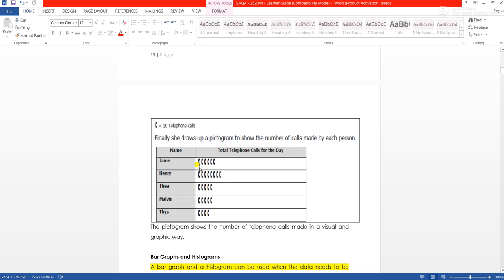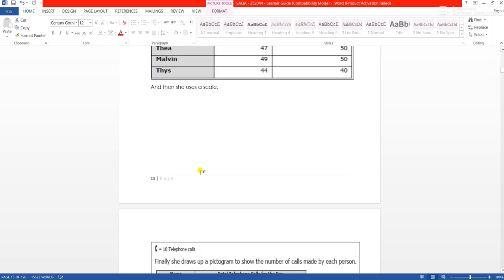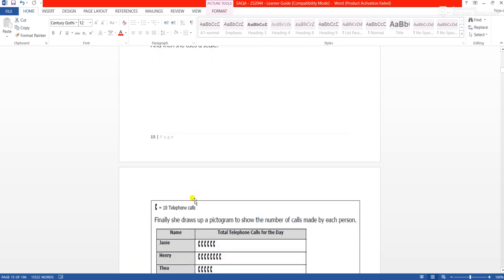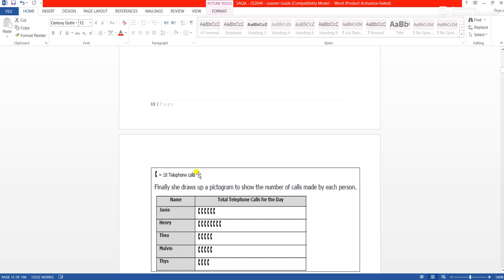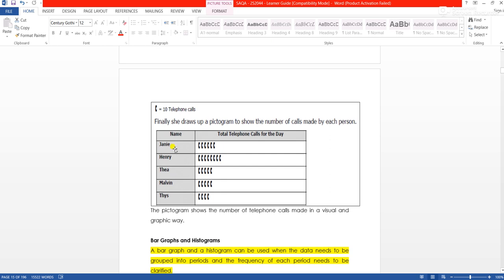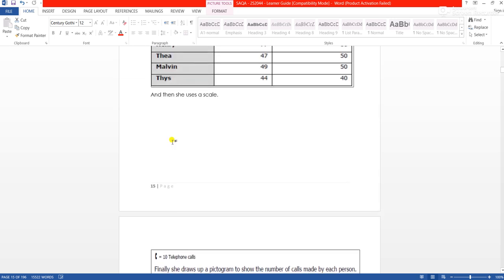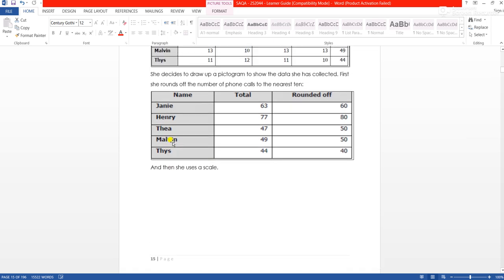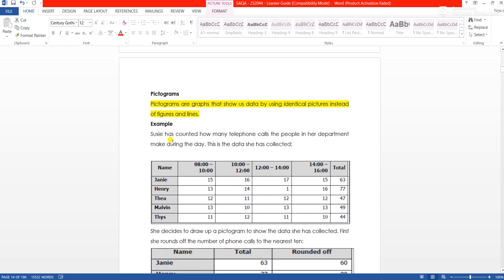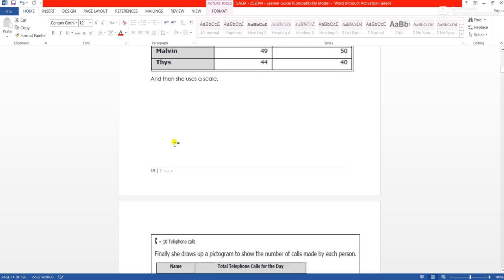So if you can check, we've got about 1, 2, 3, 4, 5, 6. We've got about 60 calls. Let's just check and verify. Janie, yes, 60, rounded off to 60 calls. That's correct. So one symbol represents 10 telephone calls. This is just a representation of a diagram being done. Susie managed to do this in accordance with a pictogram. You can use any other form of representation based on what the statement is all about.